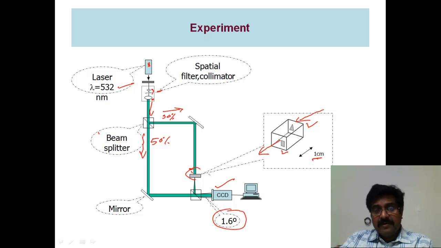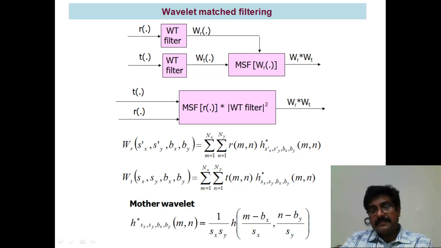Now, a matched filtering geometry can be used for object recognition. So, record the reference and reconstruct it in this manner. And the target is also recorded and reconstructed in the same manner. Both are two-dimensional complex images. If one wants to enhance the features, they can use the wavelet filter, and the wavelet coefficients can be matched filtered so that three-dimensional object recognition is possible.